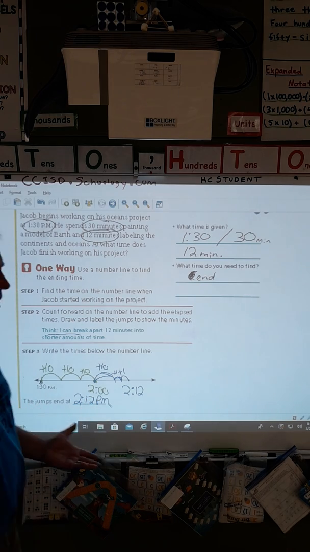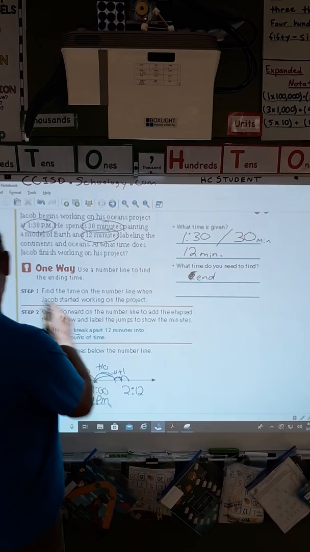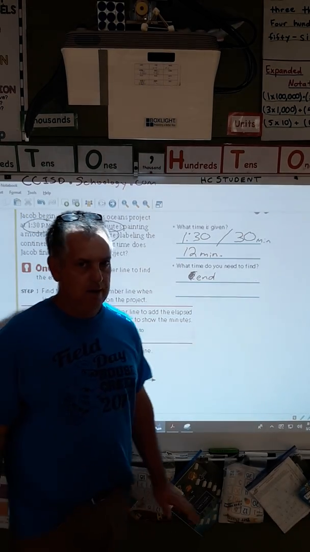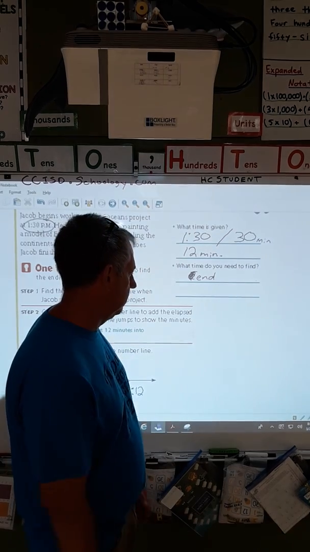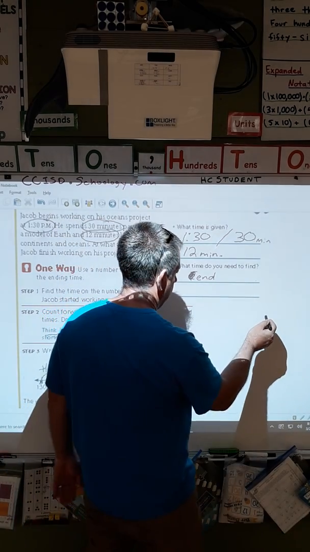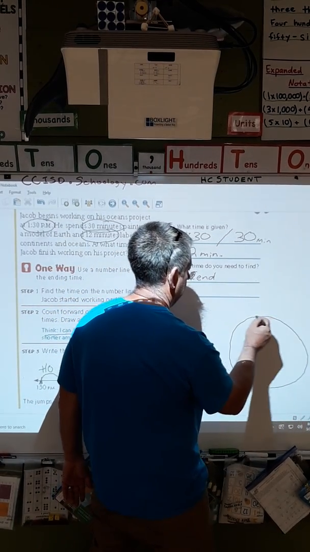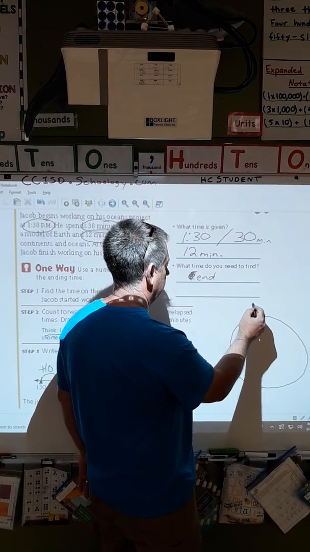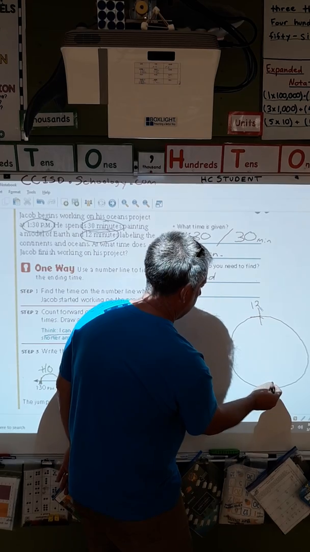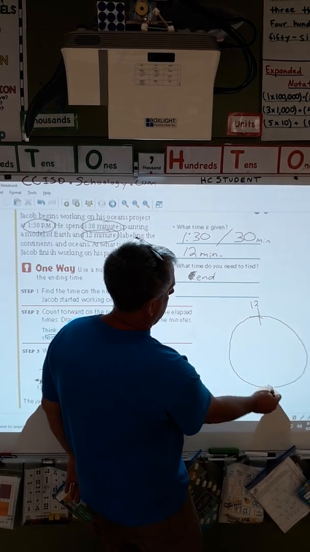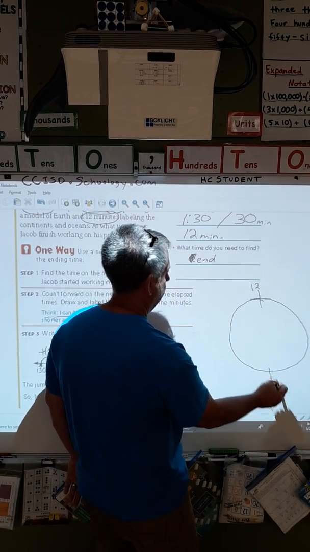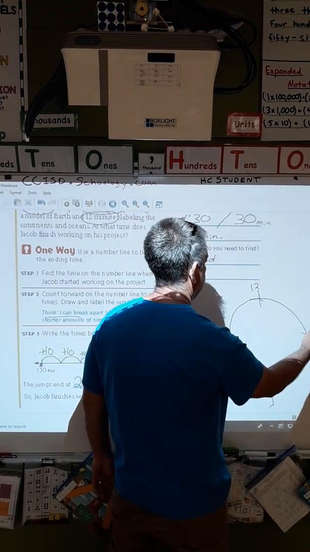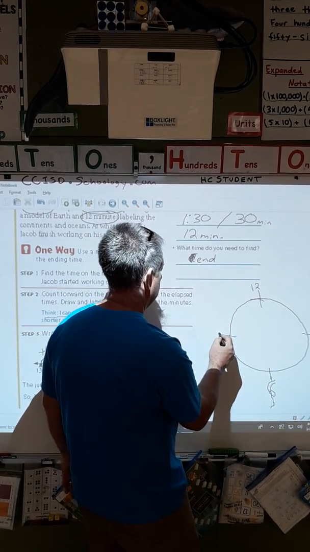Okay, I'm going to show you another way of doing it. Okay, the other way is with the clock. Okay, and I'm going to show you really quick how to draw a clock. So most clocks we use in the classroom are circular. Okay, and the very top of the clock, that's 12. At the very bottom is 6. Okay, over here would be 3, and over here is 9.